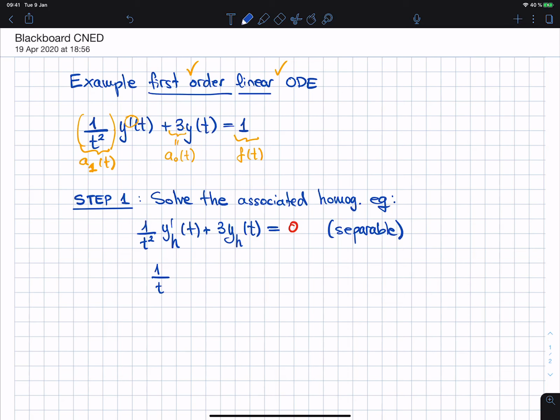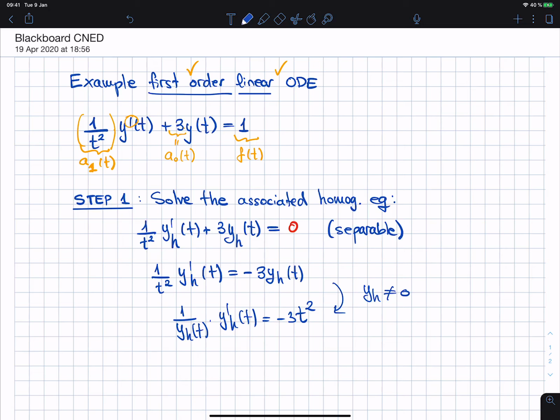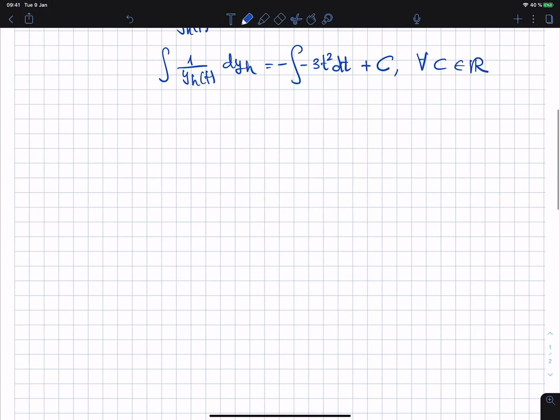For example, I can write this second term in the left-hand side. And then it is very simple to see that I can rewrite this as 1 over yht that multiplies y prime h equals minus 3t squared. I divided by yh and multiplied by t squared and obtained this. Of course, in this step we are assuming that yh is different from 0. Okay, now, this is a separable ODE. I can solve it just integrating 1 over yh with respect to y. And on the right-hand side, I will compute the integral with respect to t plus an integration constant, that can be any real number. Now I will solve this integral.